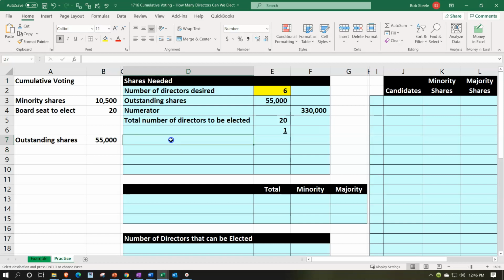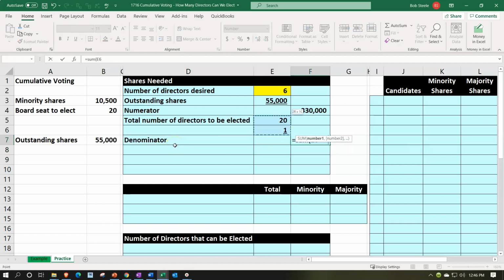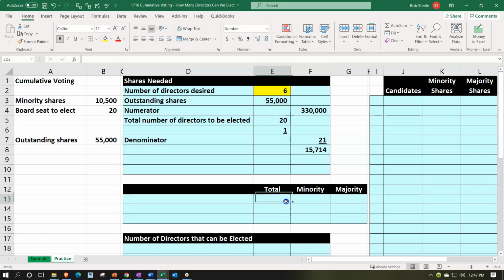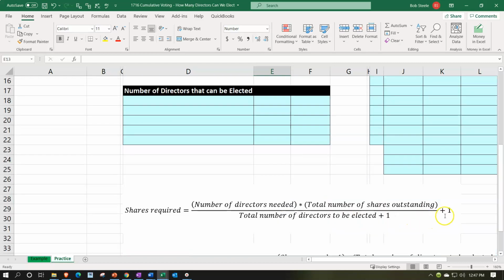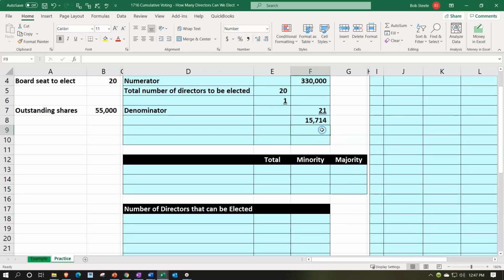And that's going to be equal to the sum of these two, 21, in other words. We can then divide those out because we have the numerator and the denominator. I'm going to underline here, Font group and underline. Dividing this out, this is going to be the 330,000 divided by the 21, which gives us the 15,714. Now we're going to take that whole thing and just add 1 to it. We'll just tack on 1 to the end of that and underline that.